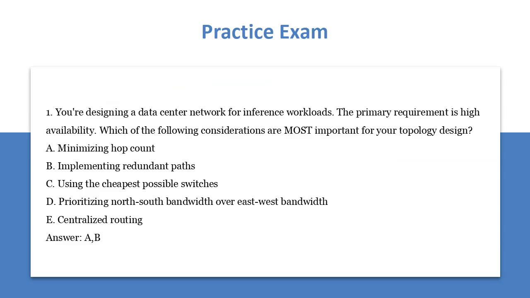1. You're designing a data center network for inference workloads. The primary requirement is high availability. Which of the following considerations are most important for your topology design? A. Minimizing hop count. B. Implementing redundant paths. C. Using the cheapest possible switches. D. Prioritizing north-south bandwidth over east-west bandwidth. E. Centralized routing. Answer: A, B.